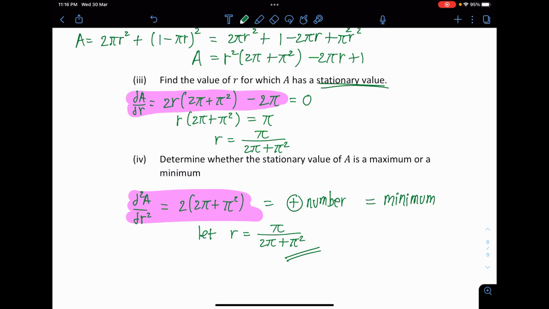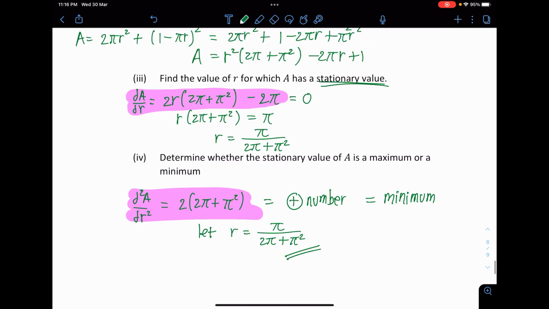Alright, so there is no need to do substitution, because our value of the second derivative is just a pure constant number. Okay, no need to check. You just instantaneously get a positive number, a minimum point. Whatever value of r that you got just now will be minimum. Okay, quite instant, I think. And I believe that's the last question for today.